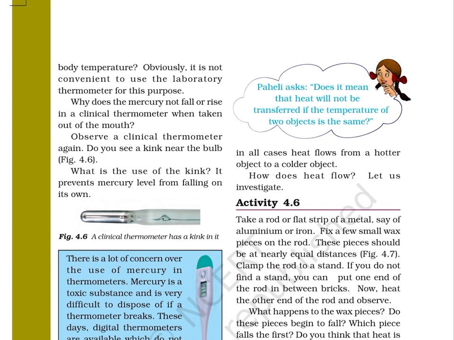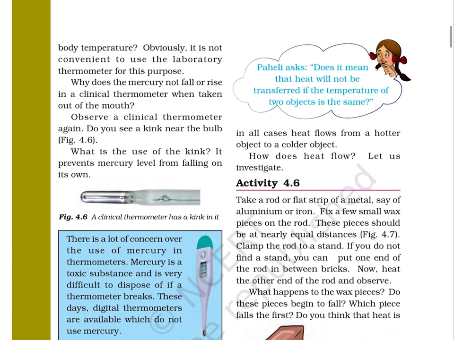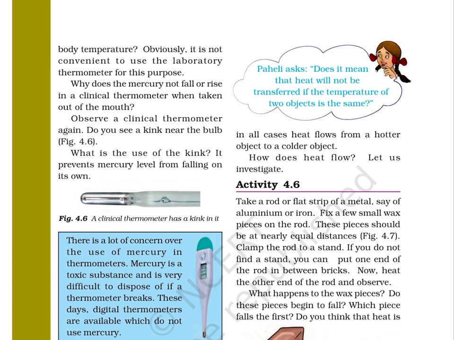Page 40. Why does the mercury not fall or rise in a clinical thermometer when taken out of the mouth? Observe a clinical thermometer again. Do you see a kink near the bulb? You can observe this in figure 4.6. What is the use of the kink? It prevents mercury level from falling on its own. Figure 4.6. A clinical thermometer has a kink on it.